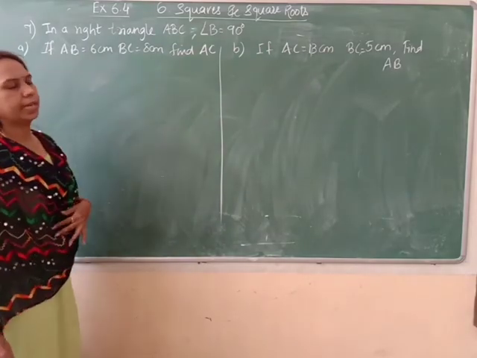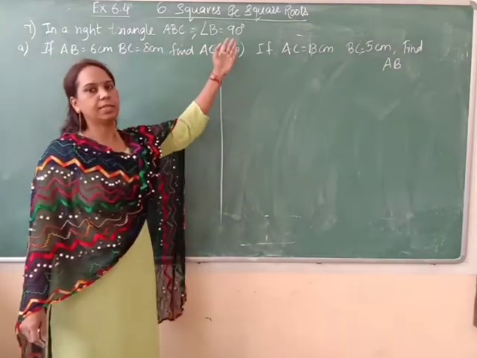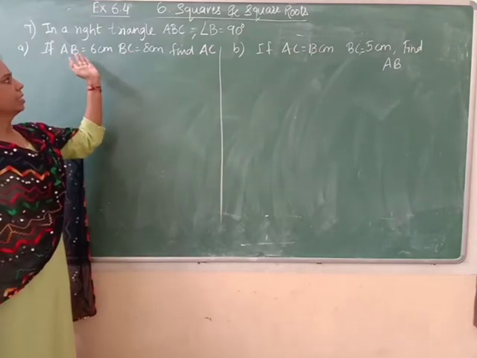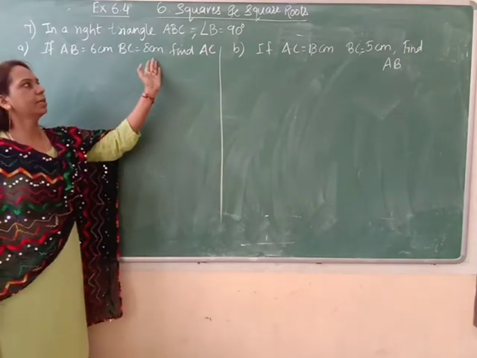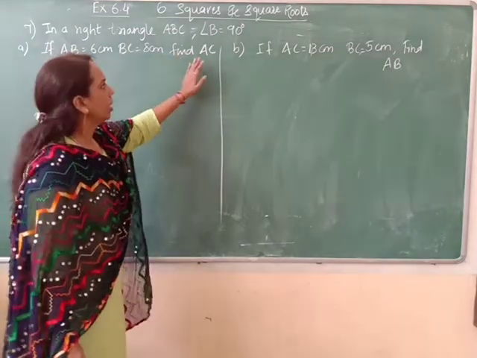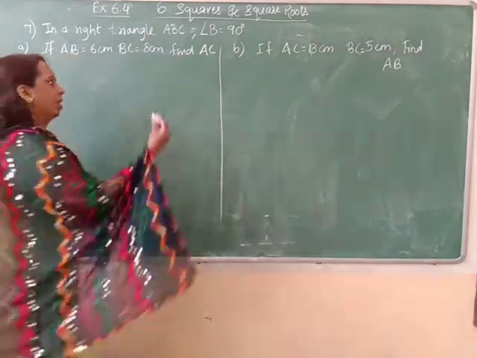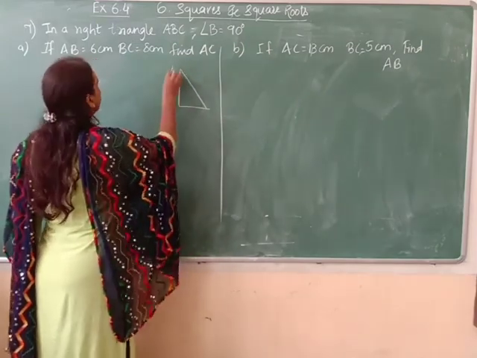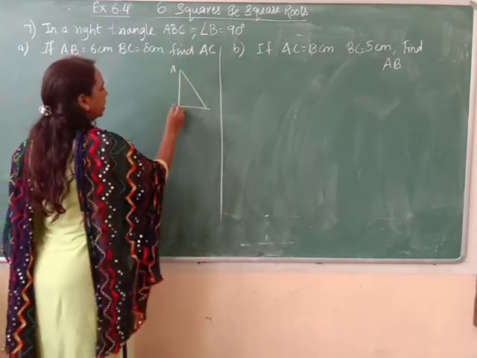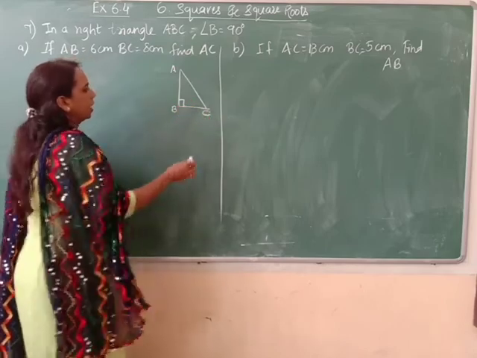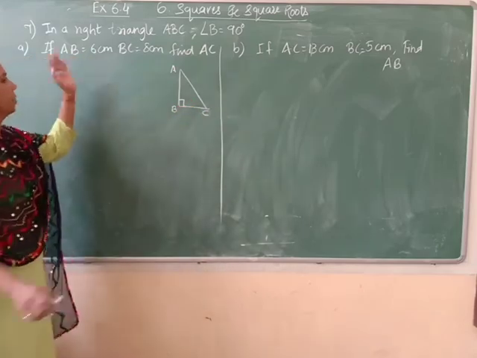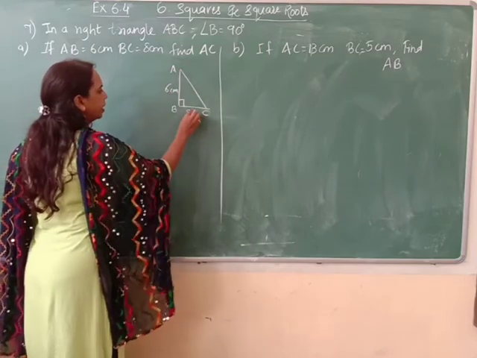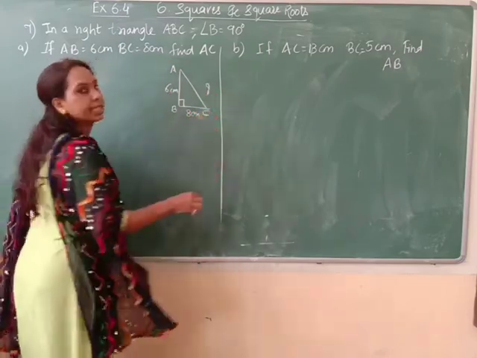Question number 7. In a right angle triangle ABC, angle B is 90 degree and we have to find out AC. AB 6 cm is given, BC 8 cm is given. We have to find out the length of AC. Let us draw a picture over here. Rough picture. Here the triangle, B is 90 degree, and AB is 6 cm, BC is 8 cm. You have to find AC.